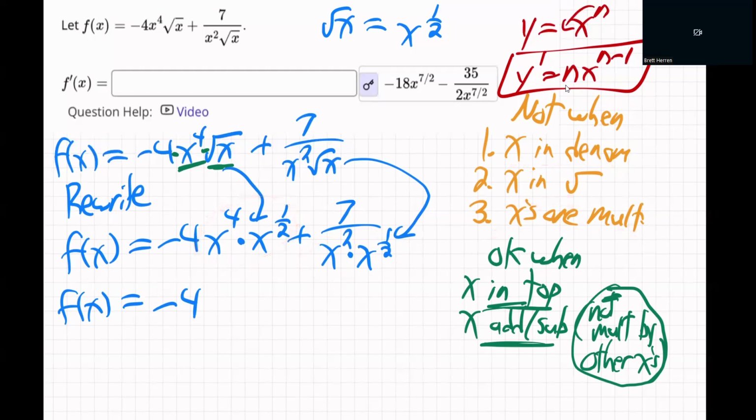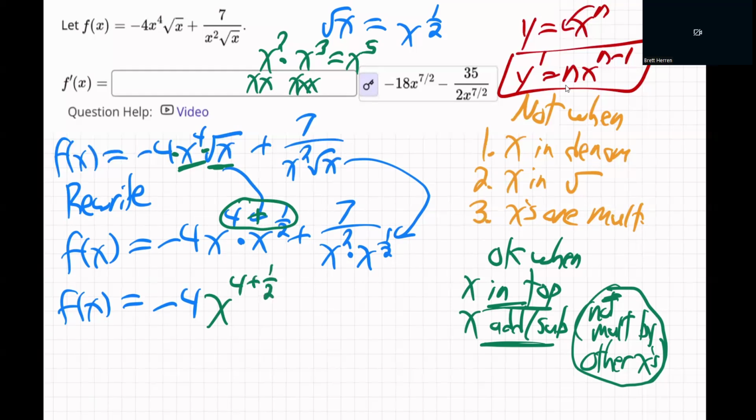Why? Well, think about x squared times x cubed. What does that equal? X to the fifth. Why? Because what is x squared? Two x's. What is x cubed? Three x's. How many x's do you got? Five. So you add the powers, right? So I've got to add these. Now, how do you add four and a half? Well, you got to get a common denominator. So that's x to the 4 plus a half.